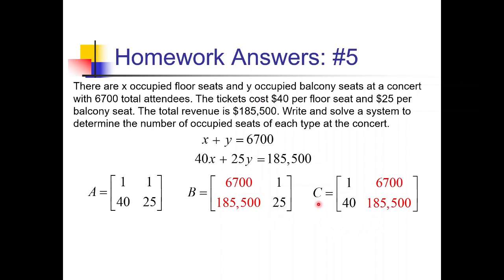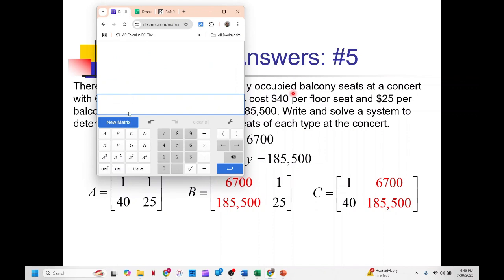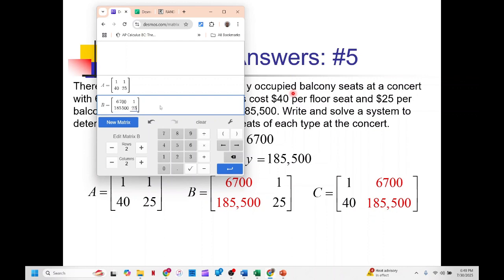So here I am in the calculator. Let me do new matrix, and it calls it A for us. We've got 1, 1, 40, and 25. Let's do another new matrix, B. That's 6,700, 1, 185,500, and 25. And our last matrix, C, has 1, 6,700, 40, and again 185,500 with no comma in there.